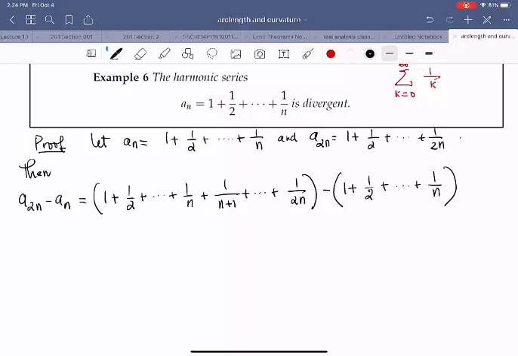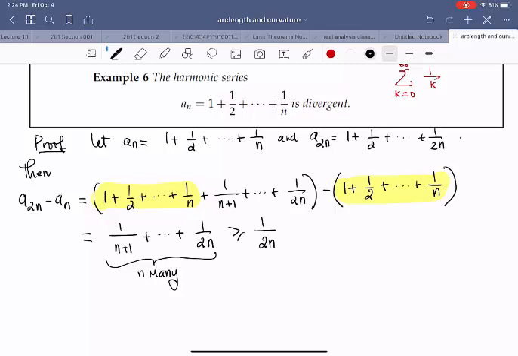Now notice that this and these are the exact same thing, so they'll cancel each other out. So you're left with 1 over n plus 1 plus that plus 1 over 2n. Correct? Well, now we have n many of these things, but each one of them is at least 1 over 2n. Why? Because 2n is bigger or equal to n plus 1, so this will be greater or equal to 1 over 2n plus that plus 1 over 2n. Here we are adding 1 over 2n n many times. So this means that we have n times 1 over 2n, which is precisely 1/2.